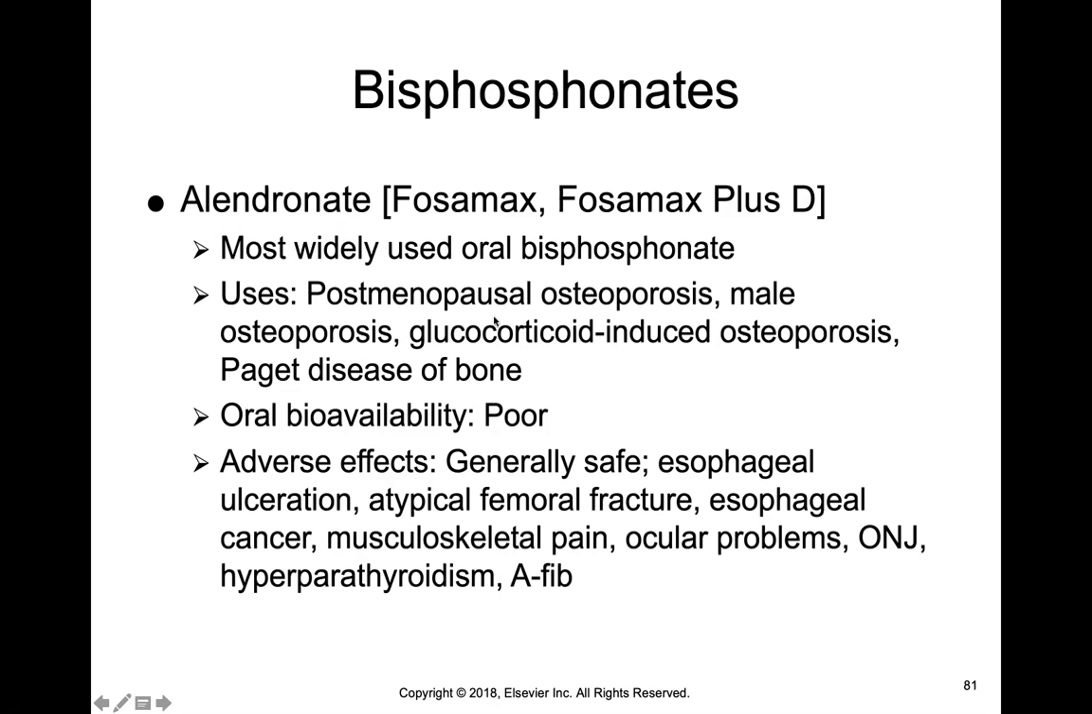These are some of the bisphosphonates. So alendronate was the first one, very widely used, good for both preventing vertebral and hip fractures. And all the bisphosphonates have poor bioavailability, so just remember that. Generally safe. Just watch out for the ONJ and the atypical fractures.